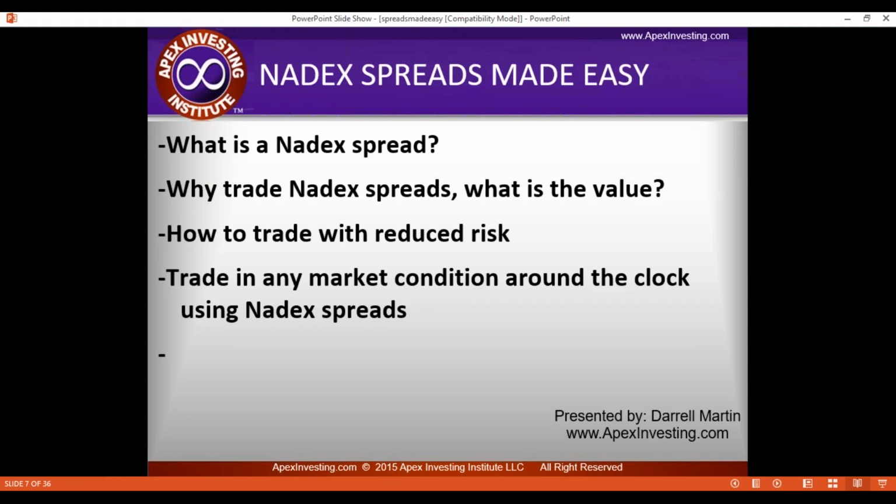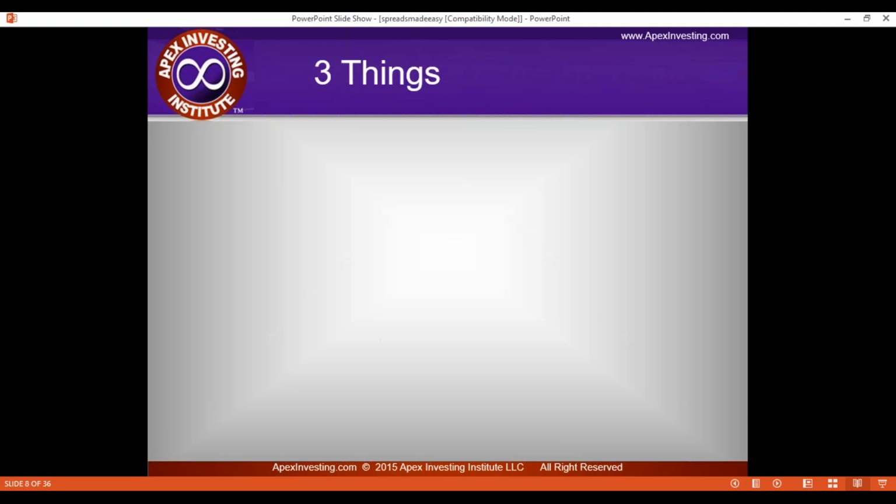So tonight we're talking about what a Nadex spread is, why trade Nadex spreads, what the value of trading them is as opposed to trading other instruments, how to trade with reduced risk, and I'll show you that you can use Nadex spreads to trade in any market condition around the clock. So to make money in trading, there are three things you need to really be aware of.